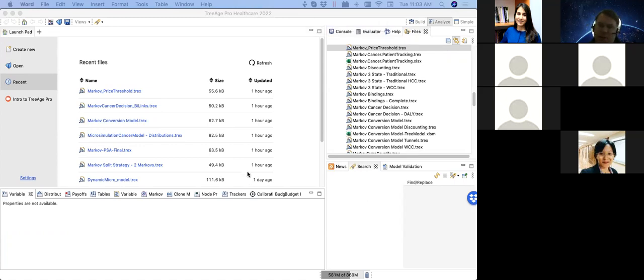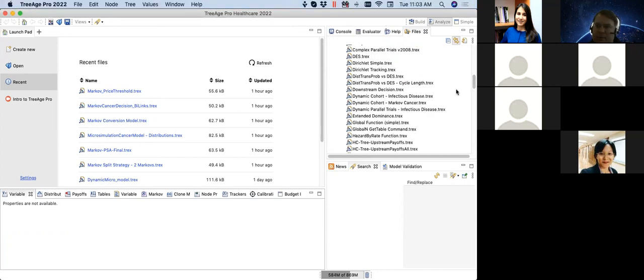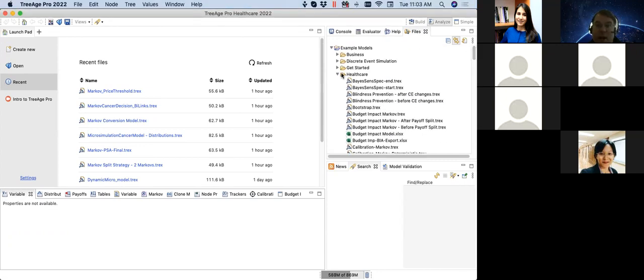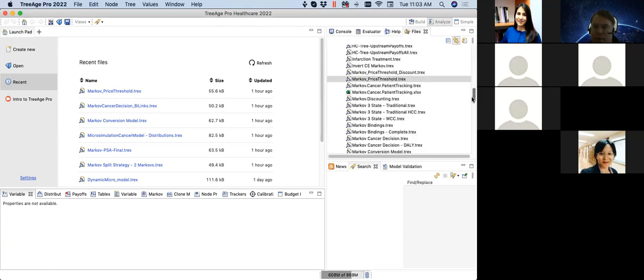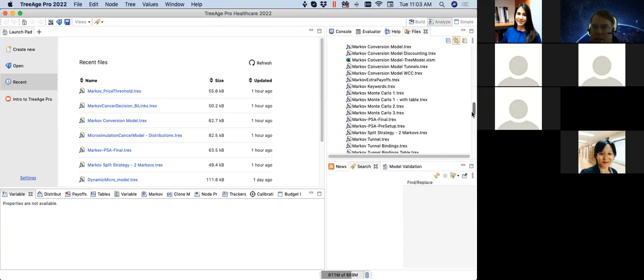All the models we'll use today are somewhere in this files view. Most of them are healthcare models. We're going to start with the model Markov split strategy. So you'll be able to do these things on your own as well.